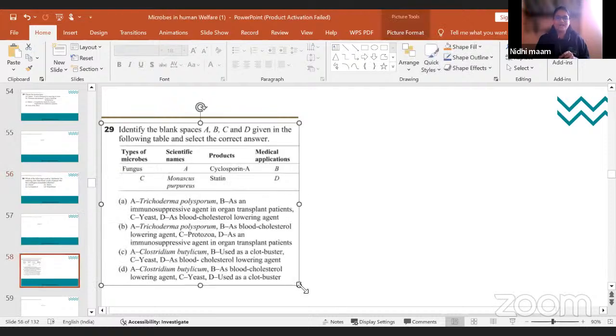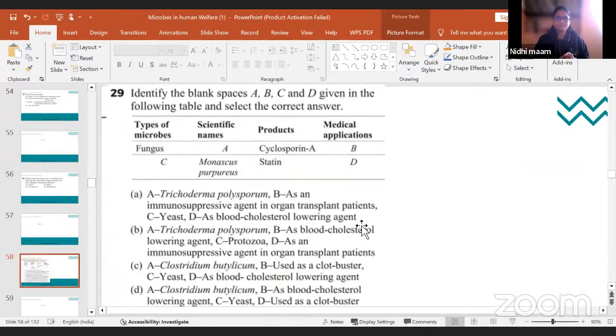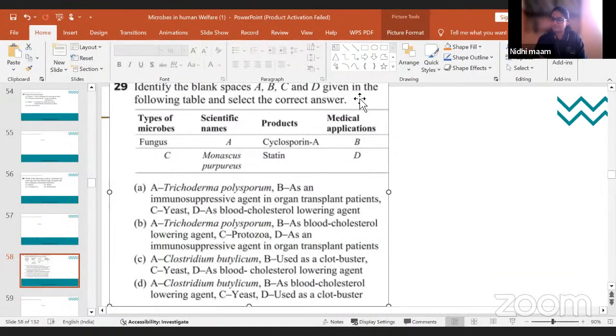Next question. Identify the blank spaces given below. Types of microbes. Fungus is given. Scientific name we have to say. Product is Cyclosporin A. Medical application we have to say. Then the type of microbe we have to identify. Scientific name is Monascus purpureus. Product formed is statin. Medical application is option D. So you can read out the option and let me know the answer.